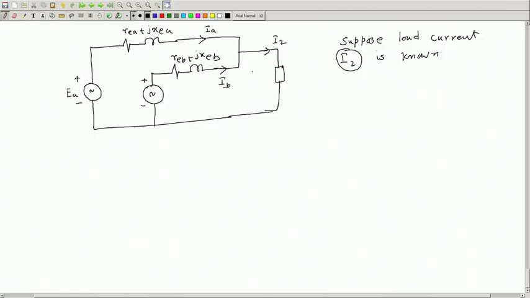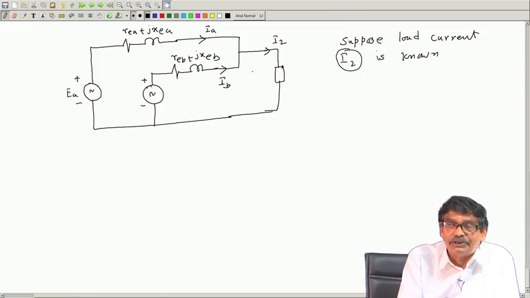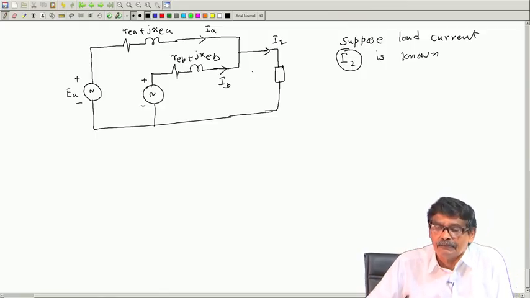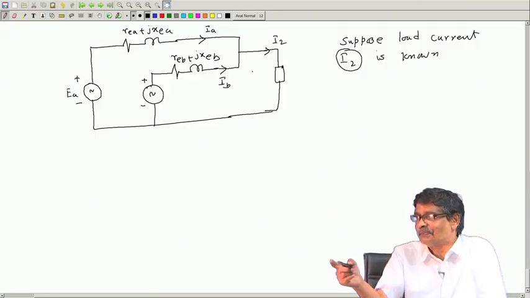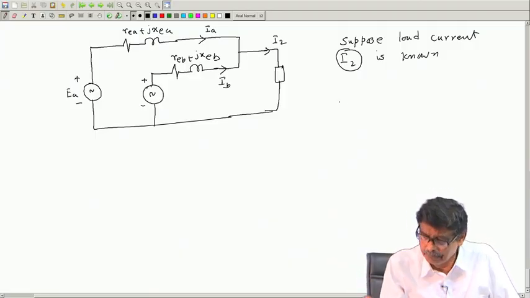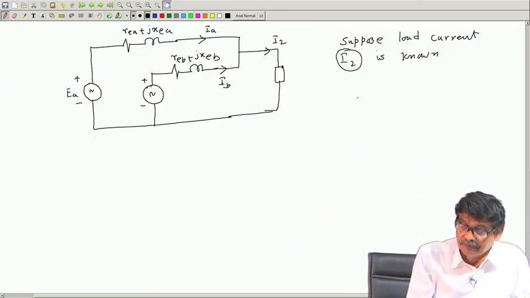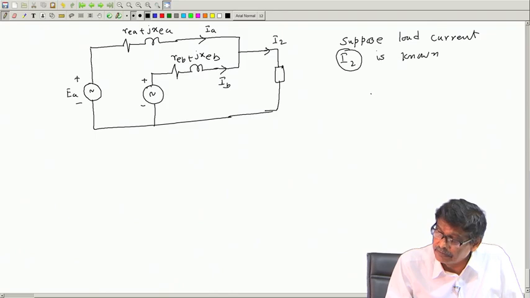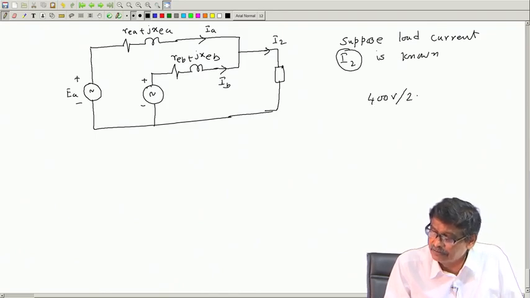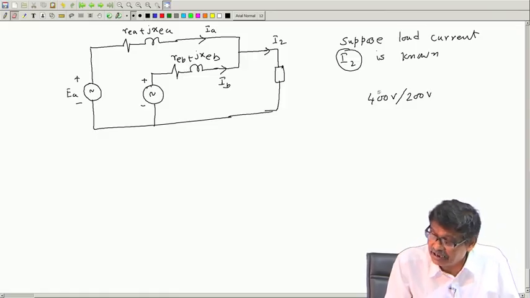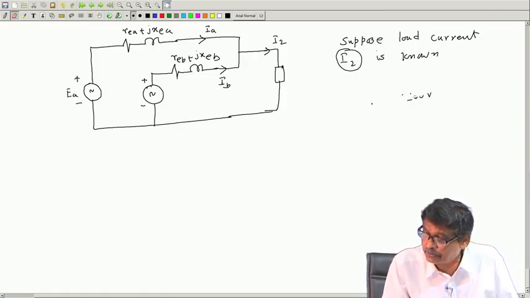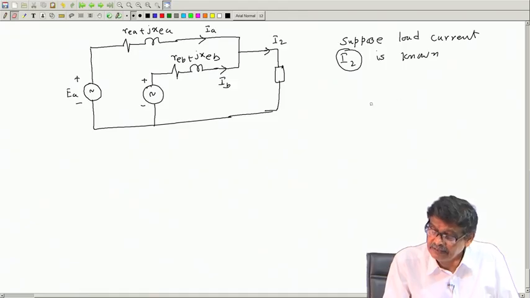Because as I told you, the KVA ratings of these two transformers may be different. For example, you just help me if necessary in calculation, simple thing. Suppose I have this transformer, one transformer is 400 volt, another is 200 volt. Okay, first I will do it like this. This part at least can be done in whatever time is left.